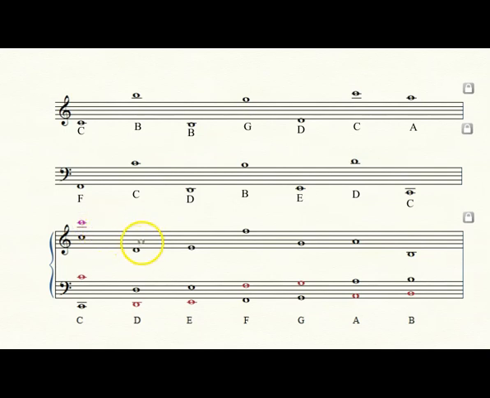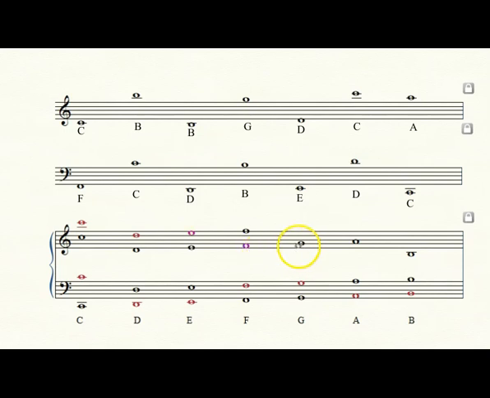Next we need D. We know that every good boy does fine can help us out, so on our fourth line we can put D. Next we need an E. If we use face, F-A-C-E, for our spaces, we can find an E on the top space. Next we need an F. We know by using face we can find an F on our first space.